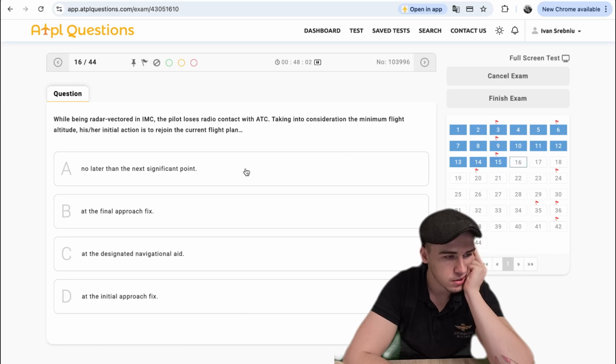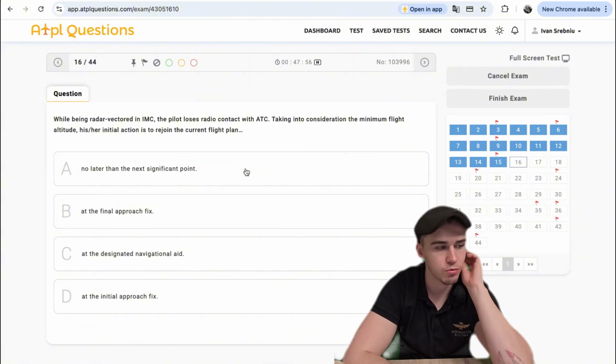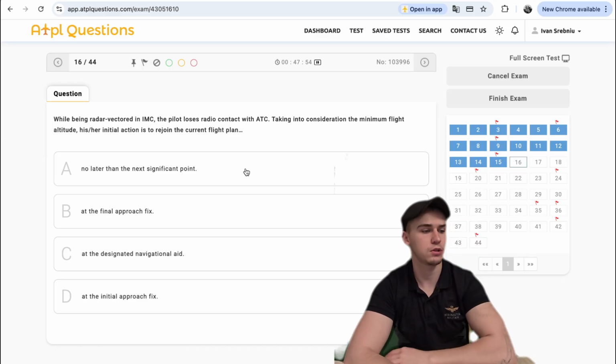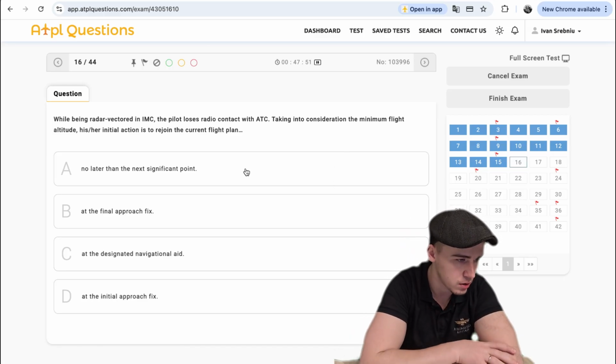While being radar vectored in IMC, the pilot loses radio contact with ATC. Taking into consideration the minimum flight altitude, his or her initial action is to rejoin the current flight plan. No, the next significant point.